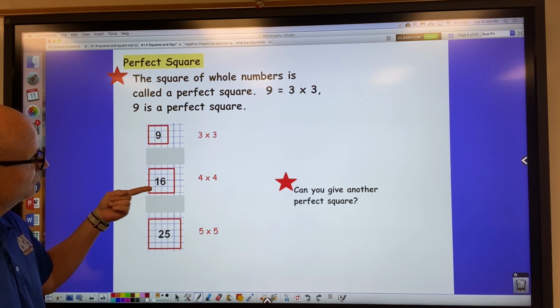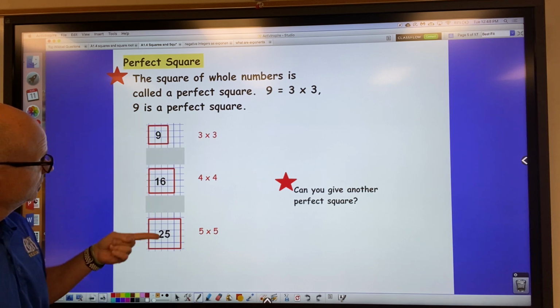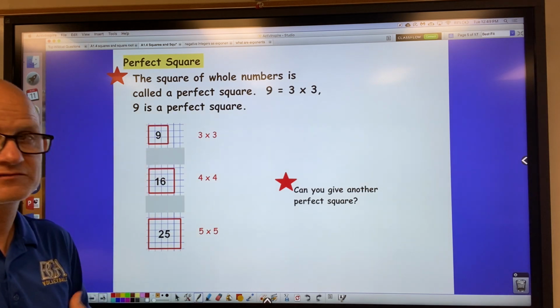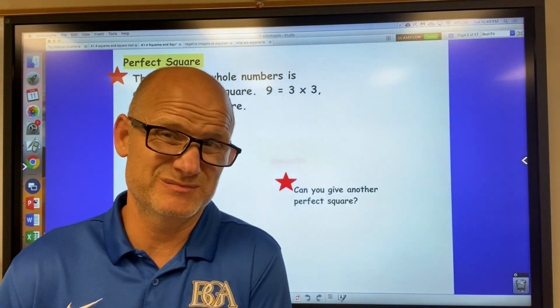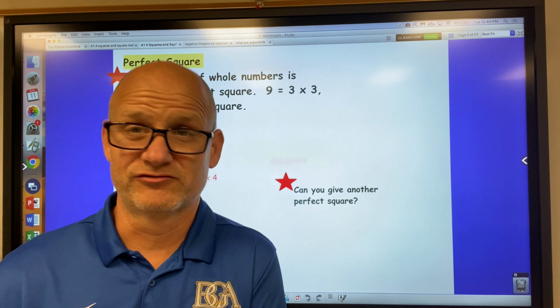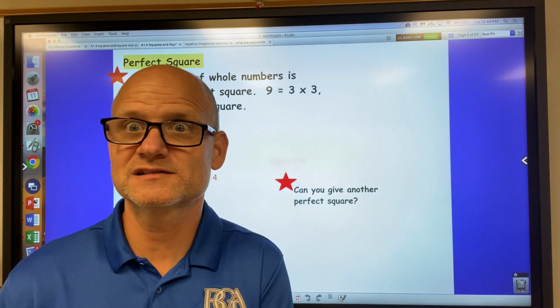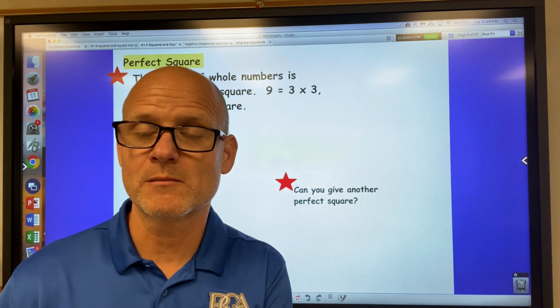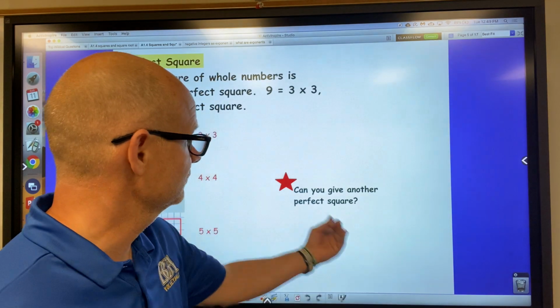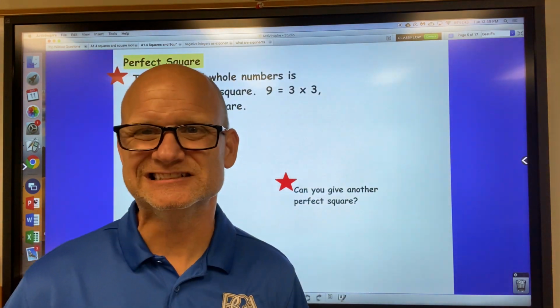So 9 is a perfect square. 16 is a perfect square. Why? Because 4 times 4. 25 is a perfect square because 5 times 5. 36 is a perfect square because 6 times 6. 49 is a perfect square because 7 times 7, right? So can you give me another perfect square? Just give me another one. It's easy, easy cheesy.